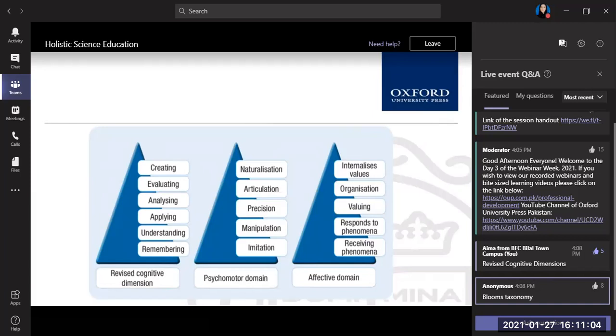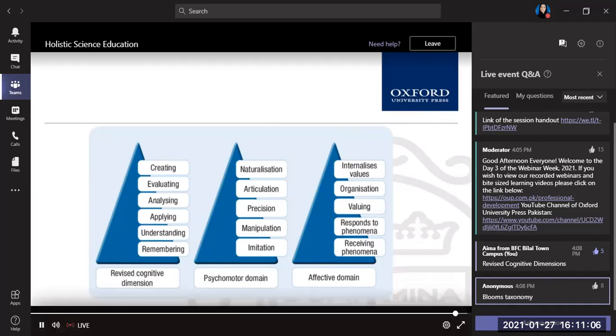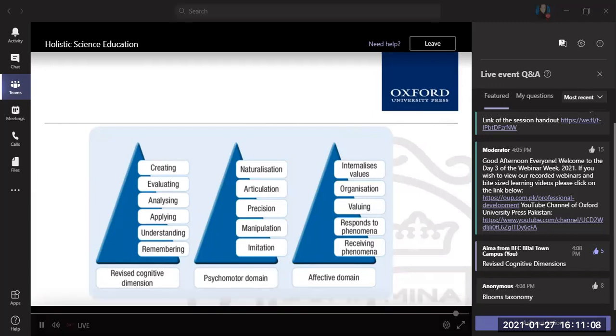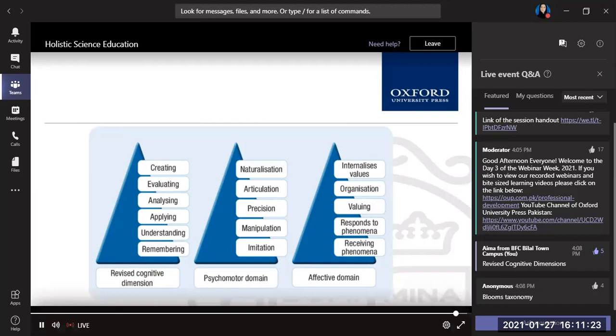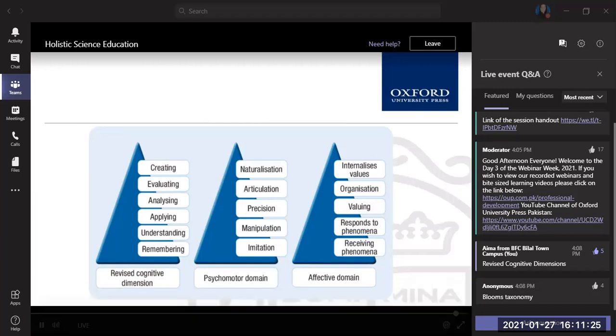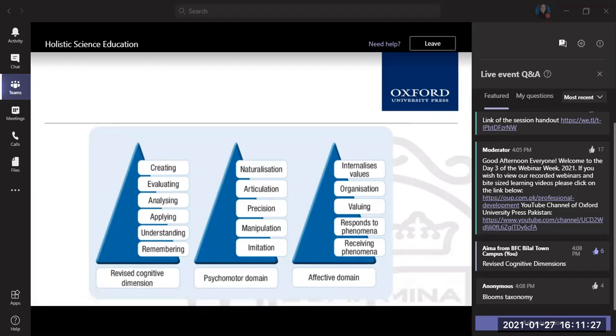The second step is responding to phenomena, in which every individual is actively participating and attending and reacting to a particular phenomenon. In this, you will see a lot of willingness to respond and satisfaction in responding, and you can see the level of motivation in a learner or a student.